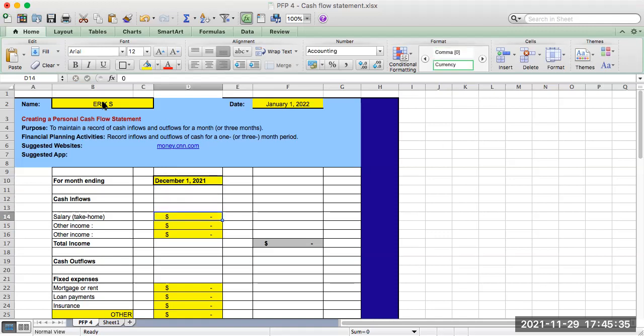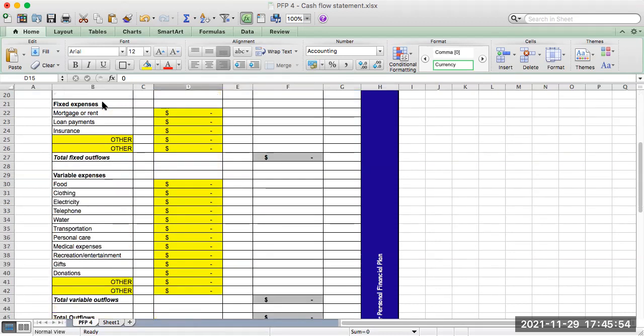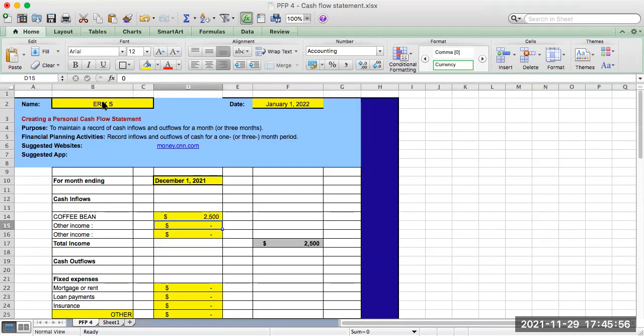So the easy part, your salary. And I'd like to make things more specific. So let's say I always go to Coffee Bean. Let's say I go to Coffee Bean and let's say my salary is $2,500 a month. Now, what I generally do, there's nothing in here for taxes. So I try to make it take home pay.